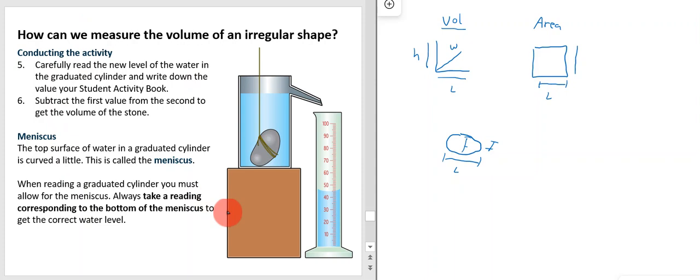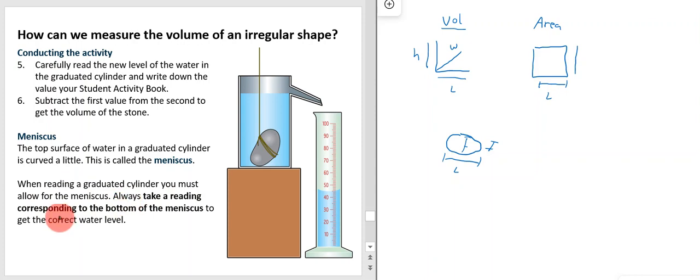So another important thing is this. When water goes into a graduated cylinder like this, it creates what's known as a meniscus, like a bend in the water. So when you're measuring, you measure from the bottom of the meniscus, not from the top here. If you measure from the top, you will introduce inaccuracy into it. So the top surface of the water in a graduated cylinder is curved a little, and this is called the meniscus. And you'll see that when we're using the graduated cylinders. When reading a graduated cylinder, you must allow for the meniscus.